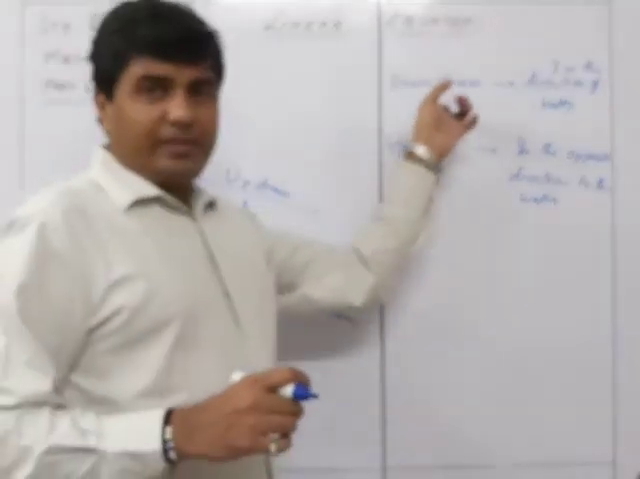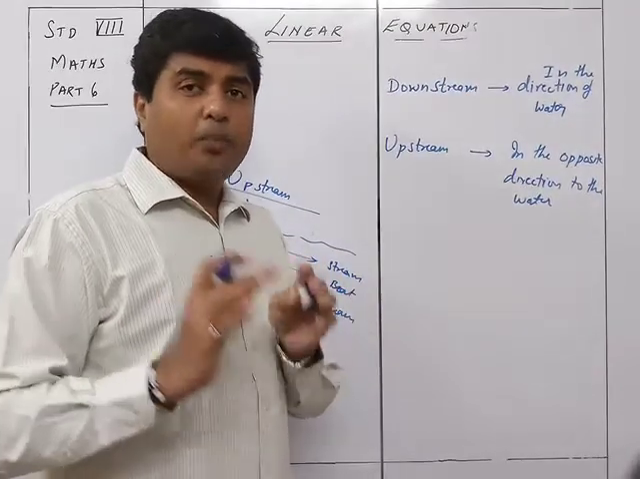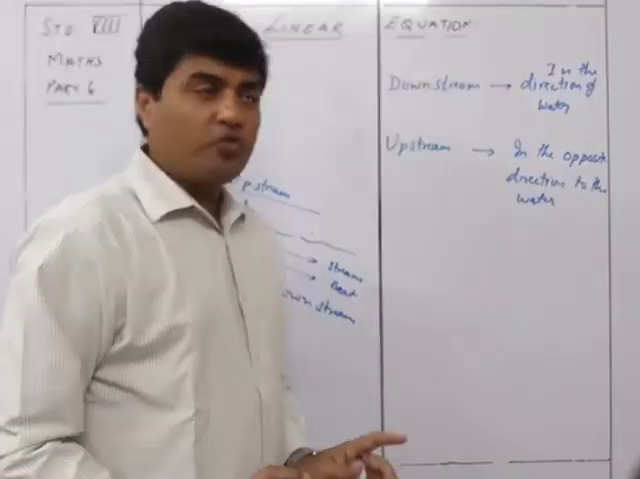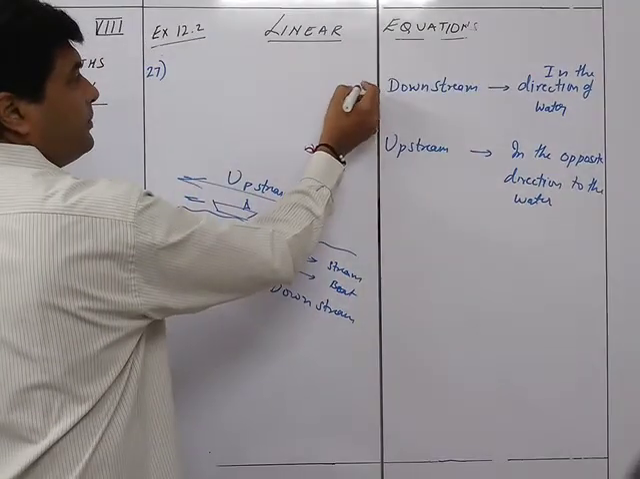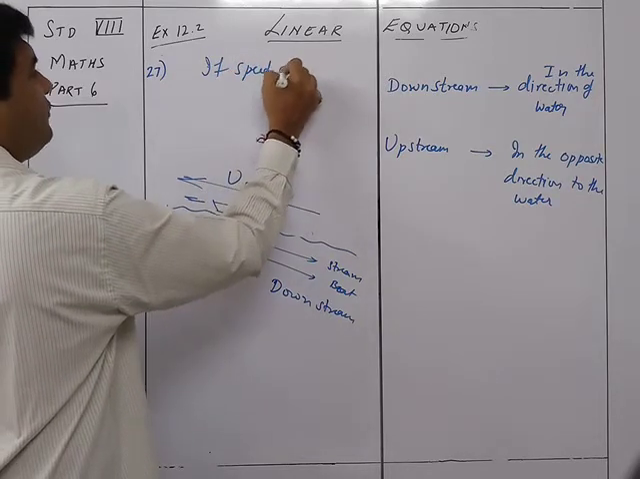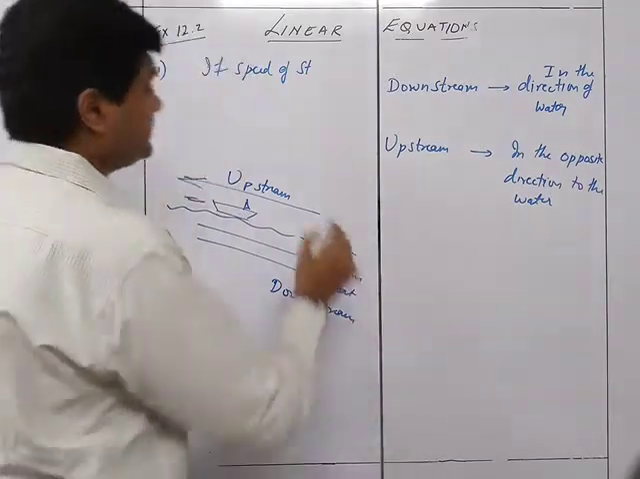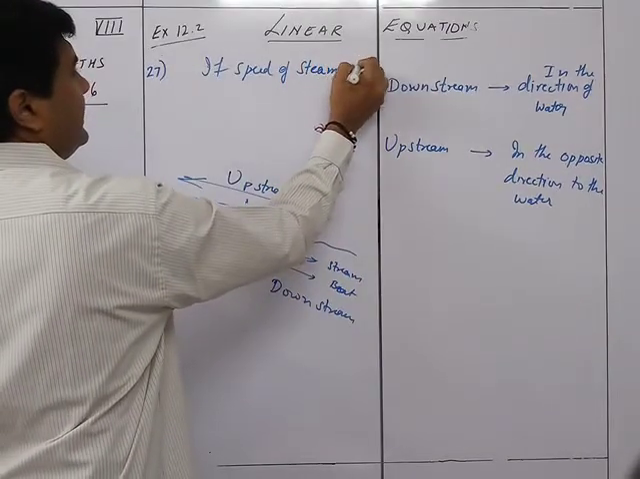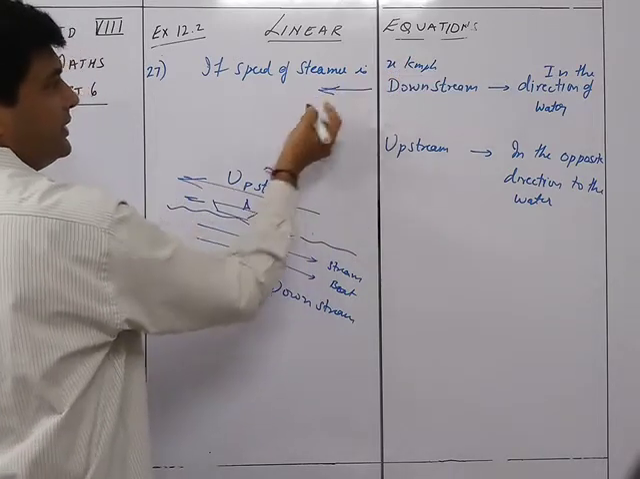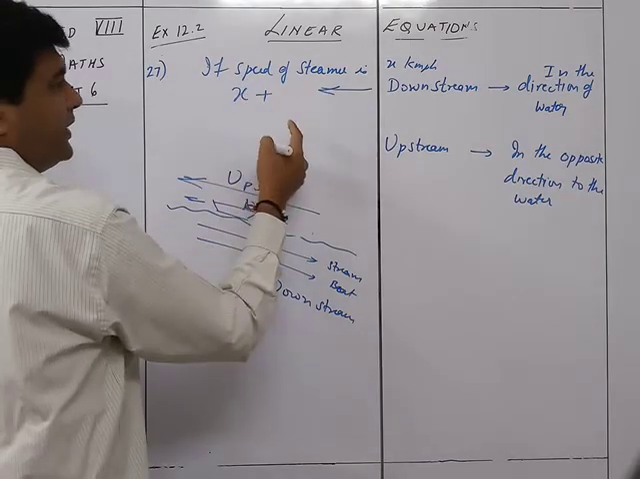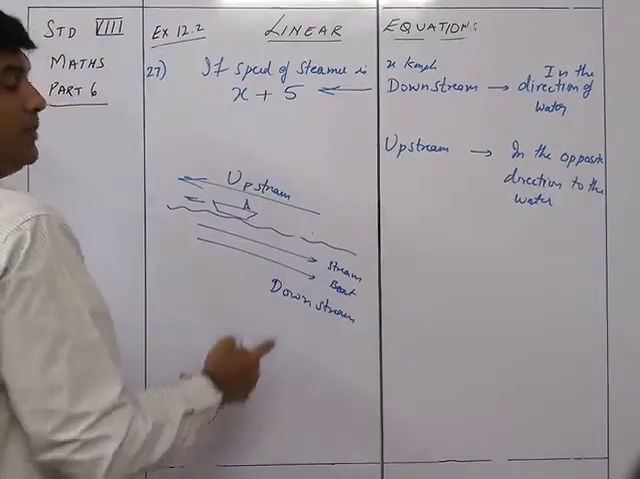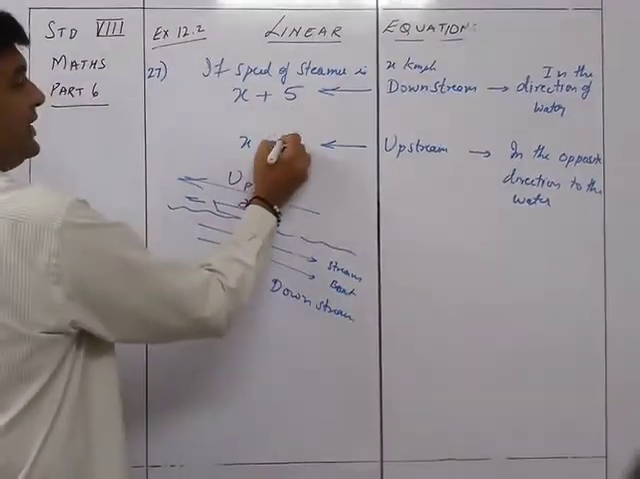Now, in case of downstream, whatever is the speed of the boat, the speed of the stream is going to help the boat move forward. That's why, if the speed of the steamer is x kilometers per hour, then downstream के अंदर the speed will be x plus the speed of the stream. The speed of the stream is given as 5, so it will be x plus 5. But if it is upstream, then it will be x minus 5.